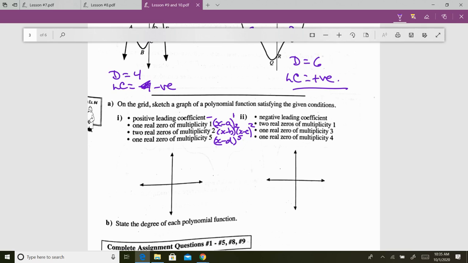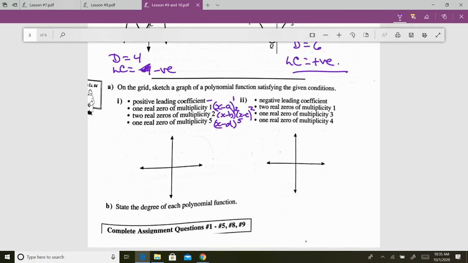What's the degree of this function? 10. All you really need to do is add up the multiplicities. 5 and 2 is 7, and 2 is 9, and 1 is 10. Okay? So the degree is 10. Degree is equal to 10. Leading coefficient is positive, not negative.